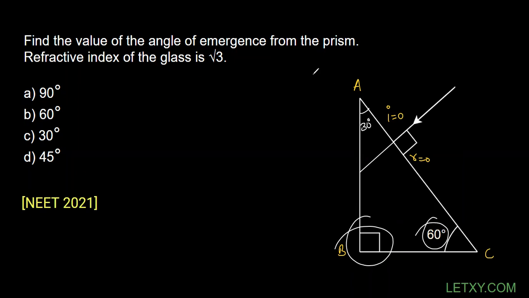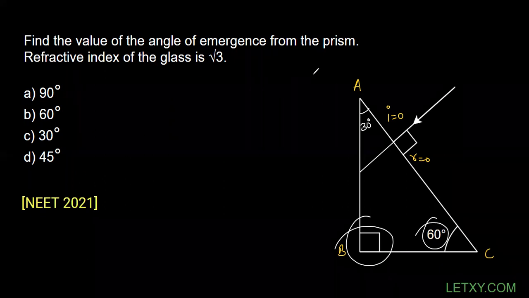Now, can you see this small triangle? Let me show you which triangle I'm talking about. This small triangle, this one, right? Can you see this small triangle? Yes, you can see. Now you need to understand what this is.